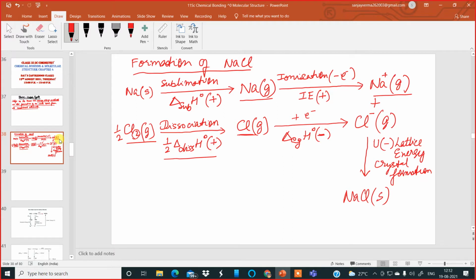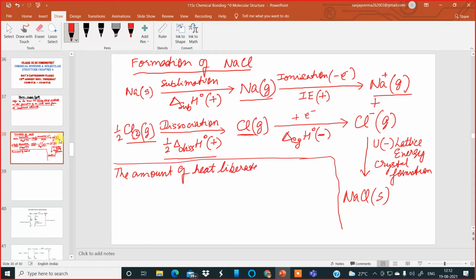Now, from this Born-Haber cycle, we can derive a formula for the amount of heat liberated in the overall reaction. There is a formula, I'm going to write it down, and that is represented by delta H naught F, heat of formation.